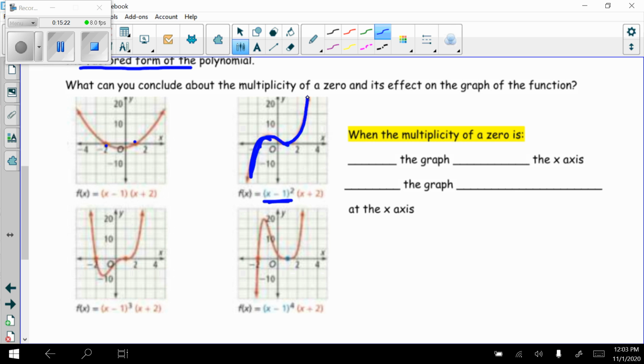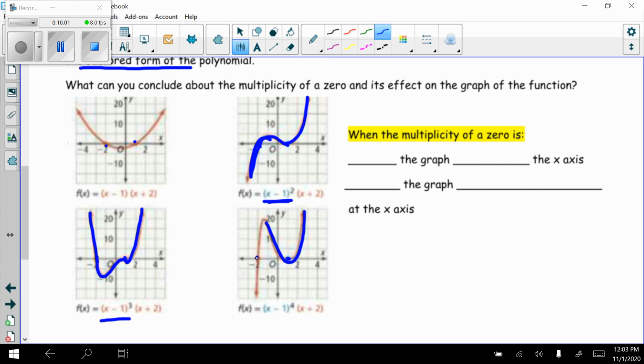This next picture down here, x minus 1 quantity cubed, it appears 3 times. That gets me a positive 1 when I solve it. x plus 2 gets me a negative 2, only appears once. So I cross, I go up, I cross a little bit, and then turn and come back up. This next one, x minus 1 to the 4th power, gives me x equals 1. Notice that it's not crossing the x-axis, it's turning and going up. x plus 2 only appears 1 time, and it crosses through the x-axis.